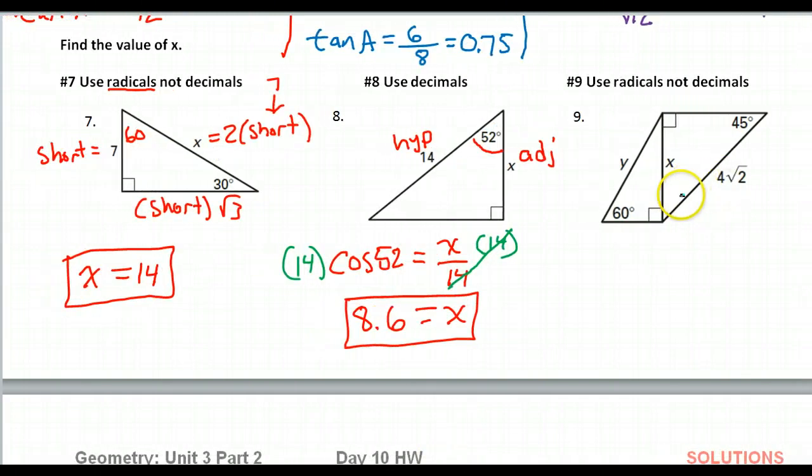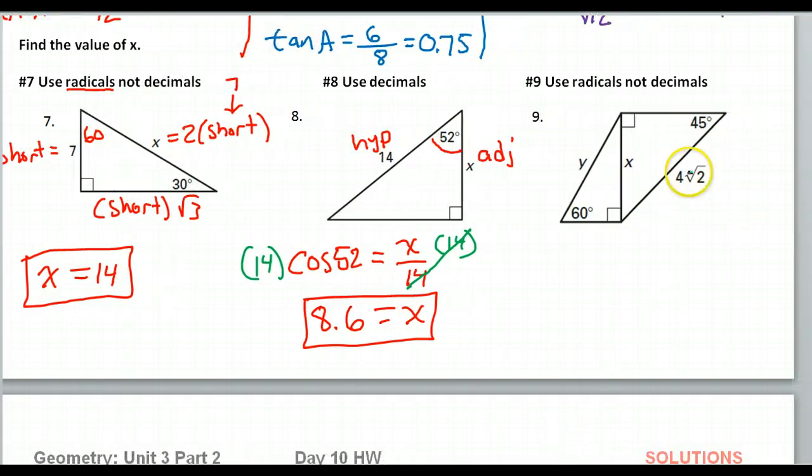All right, anyway, number 9. We're back to radicals. No decimals for this one. Again, because this is a 30, 60, 90 triangle, and this one over here is a 45, 45, 90 triangle. We kind of have to start with the 45, 45, 90 triangle because that's the only number that we're given. I'm going to switch to blue so it doesn't get confused with the red over there.